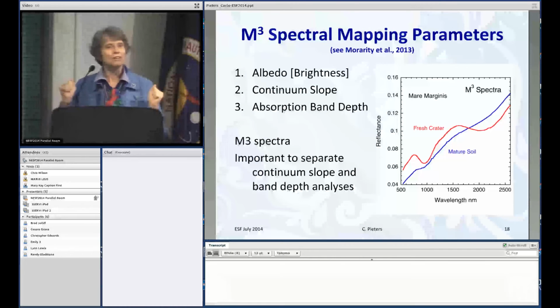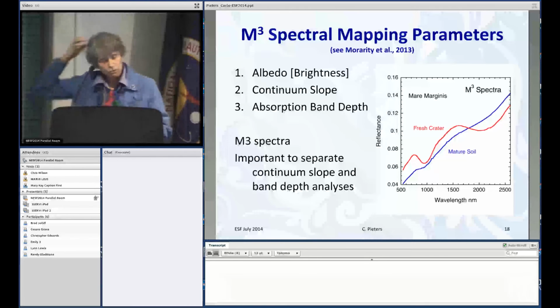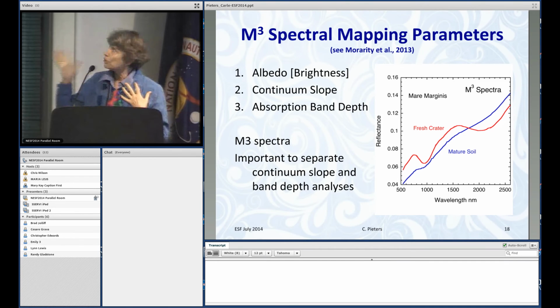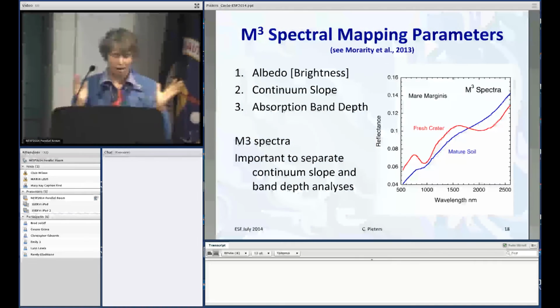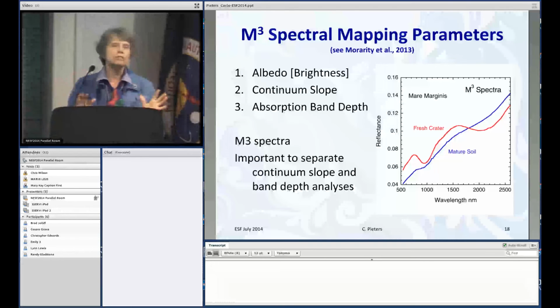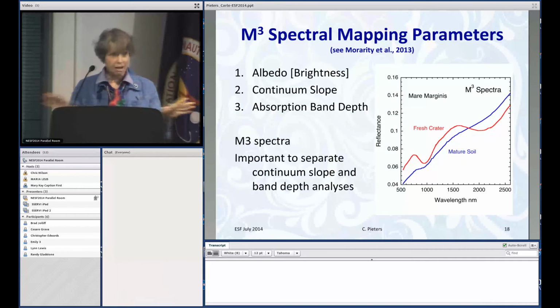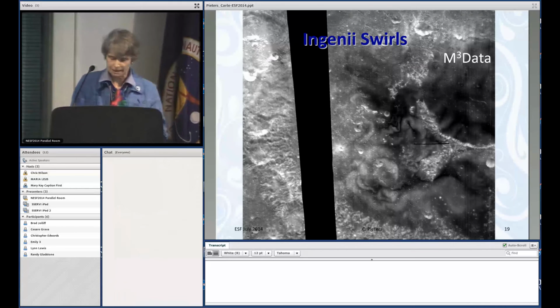Very quickly now, I'm going to show you some data from M-Cube. Because we have the full spectrum, we can measure the albedo, we can measure the continuum slope, we can measure the absorption band strength. If you want to know how we do that, I refer you to a paper by Mandrake et al. I've got backup slides if you want to see it. But I'm going to show you images that show you the distribution of the albedo, the band strength, and the continuum slope. And this, for a variety of swirls, and we'll just run through them. They're all consistent in their properties.